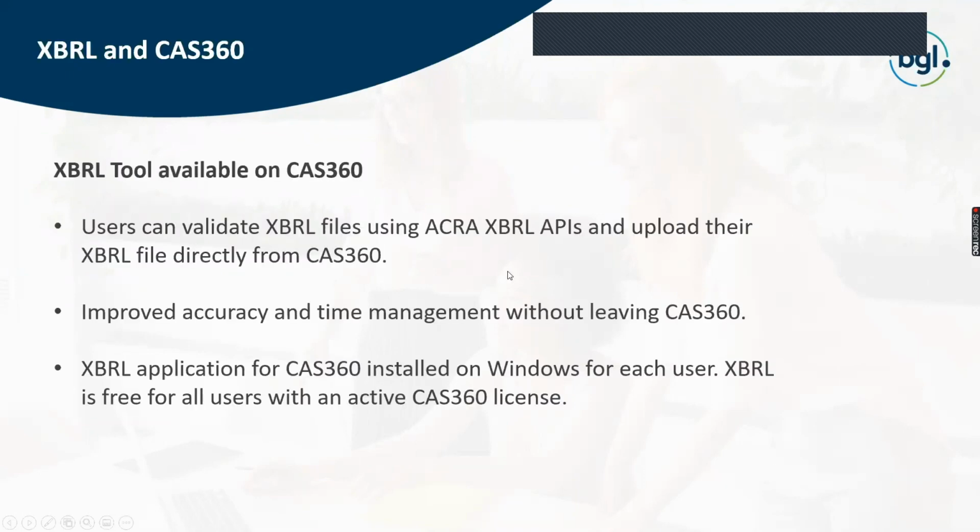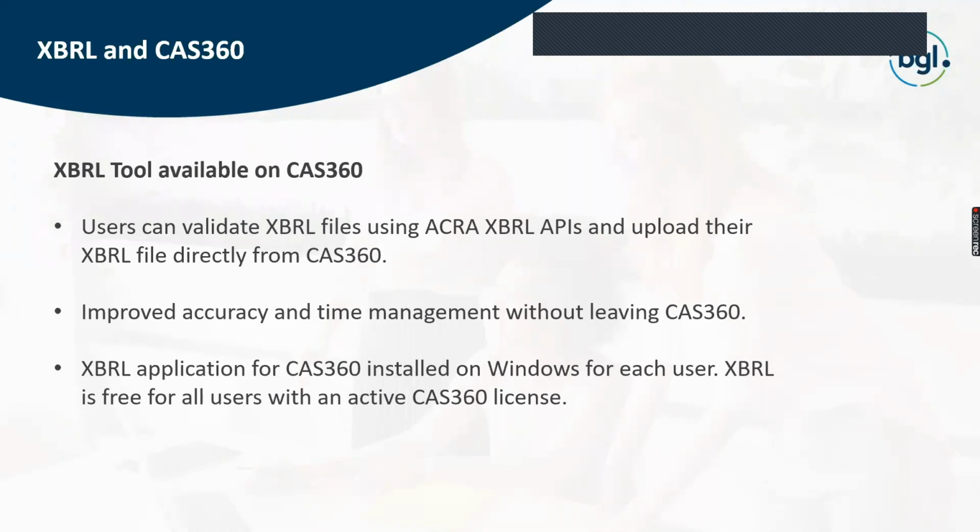All right, so with XBRL, the one that I've shown you is in relation to CAS Desktop. This particular tool that we have will also be available on CAS 360. Within CAS 360, there will be other options, which is to validate using the APIs that ACRA has provided us, as well as upload directly from the XBRL tool. So this is something that we've been working on for quite some time, and we are very excited to be able to show it to you and be able to give it to you when CAS 360 is ready.